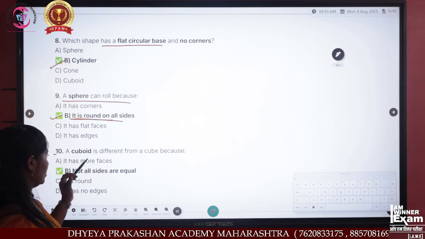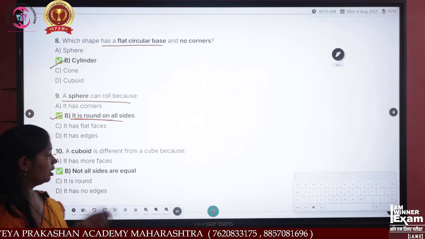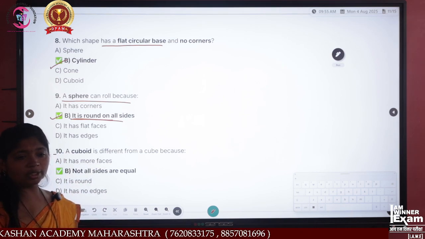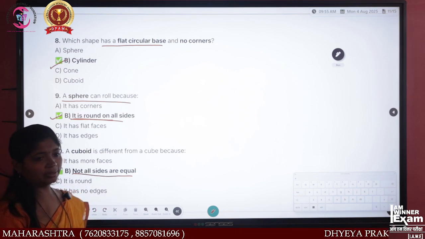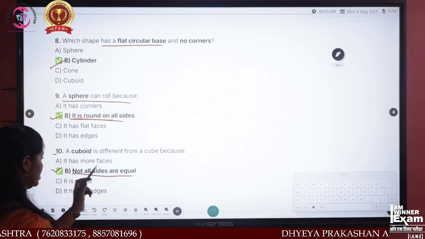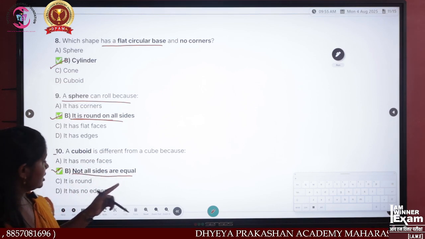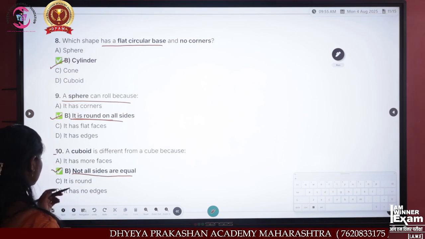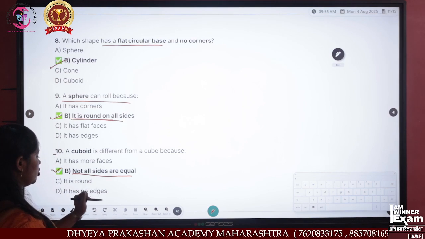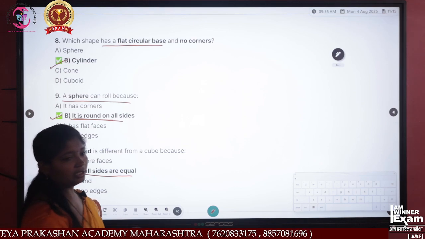Okay, next is the tenth question. A cuboid is different from a cube because not all sides are equal. The first option is it has no more faces. The second option is not all sides are equal. The third is it is round and has no edges. So option B is correct: not all sides are equal.